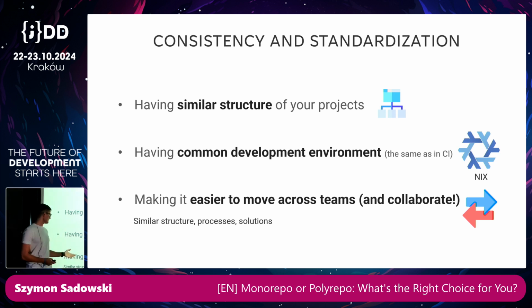And this, as I mentioned, makes it easier to move across teams and collaborate, because we also encourage some common processes, like, for example, the code review process is exactly the same for each project inside the Monorepo. So if you want to move from one team to another, you already know what the processes are and how things are done here. So there is no ramp-up time needed.